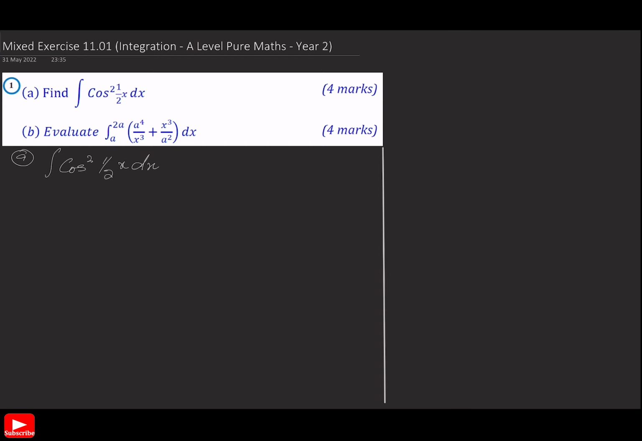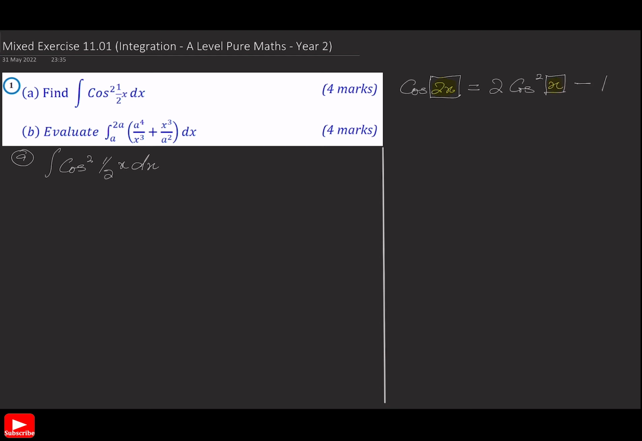Before we can do that, we need to change this to a form that will enable us to integrate easily. So we need to use trig identities to change this to a form that we can easily integrate. And the trig identity we are going to use is cos 2x equals 2 cos squared x minus 1. I want you to pay particular attention to this angle and this angle. Please note that this is 2x and this is half of this, and therefore that's x.